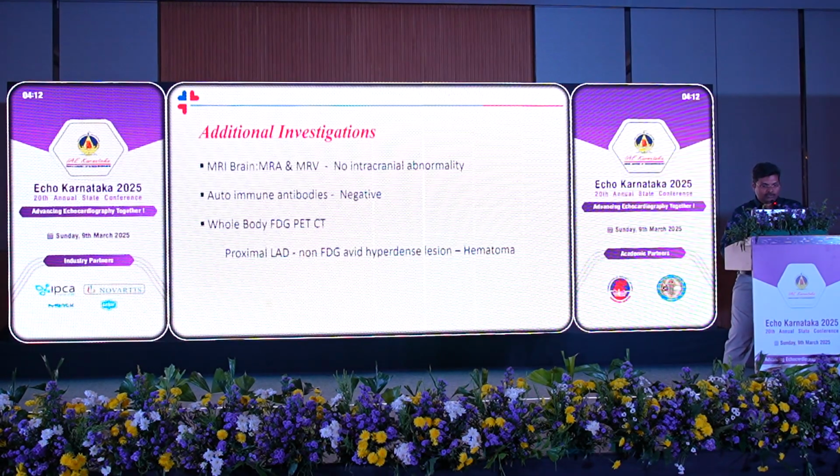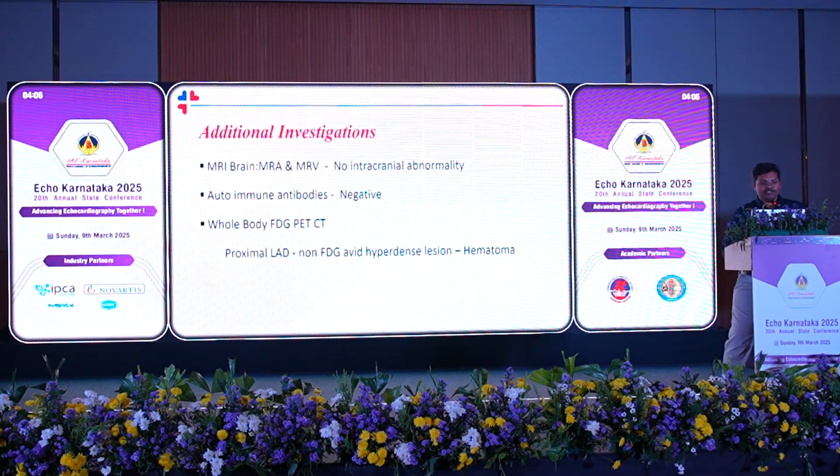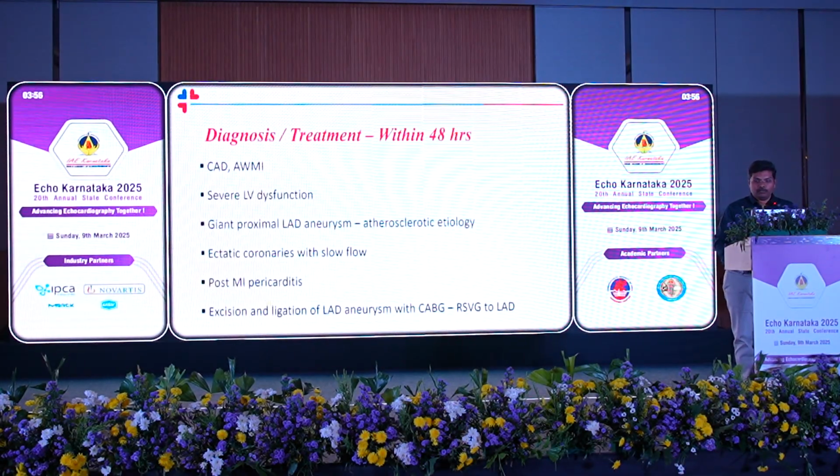There was no such intracranial abnormality detected, and autoimmune antibodies were negative, and the whole body FDG PET was done, and it showed a proximal LAD non-FDG avid hyperdense lesion suggestive of hematoma with mild pericardial effusion. So the final diagnosis: CAD, anterior wall MI with severe LV dysfunction with proximal giant LAD aneurysm of atherosclerotic etiology with ectatic coronaries with slow flow with post-MI pericarditis.